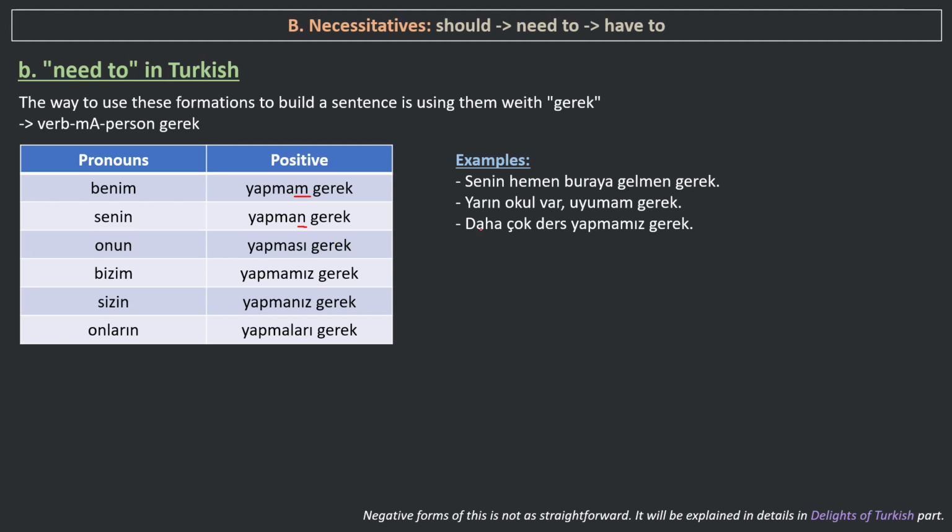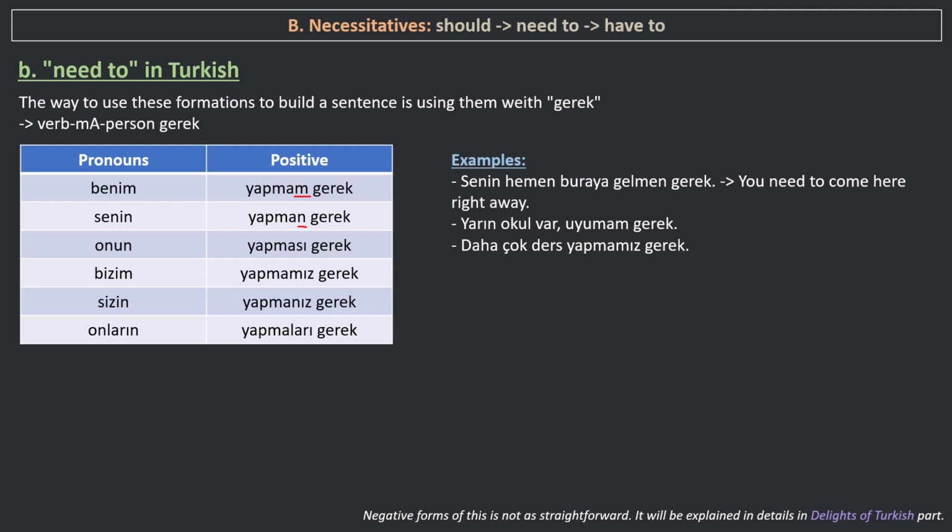Okay, and let's take a look at examples. Senin hemen buraya gelmen gerek. Technically speaking, you're coming to here immediately is needed. So you need to come here immediately, or you need to come here right away.